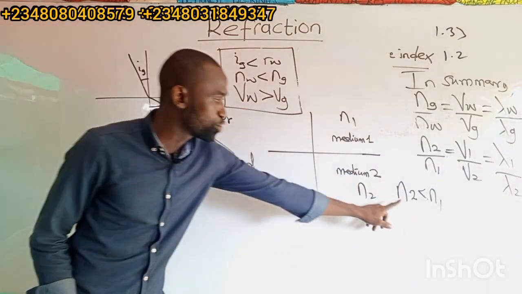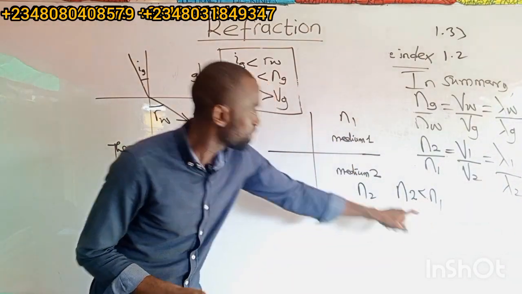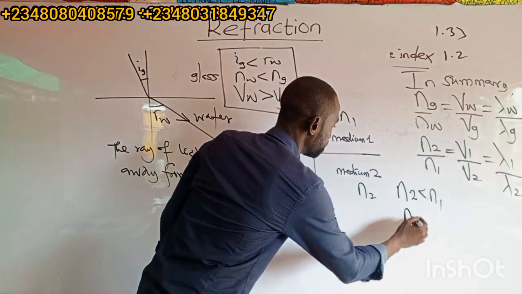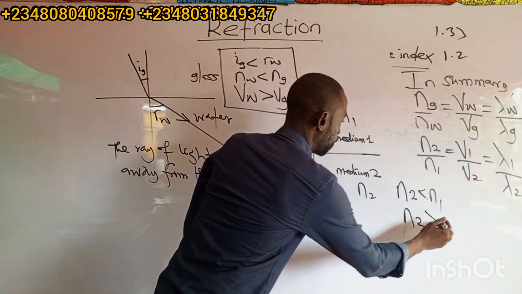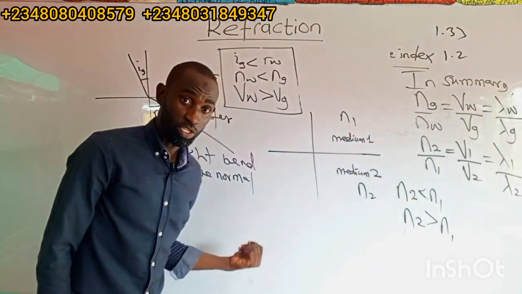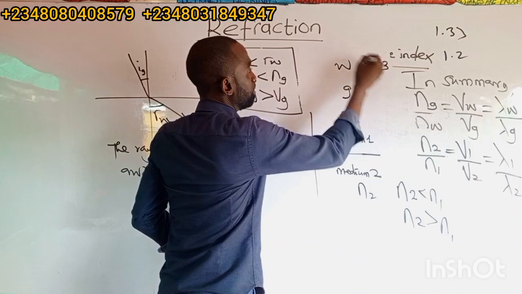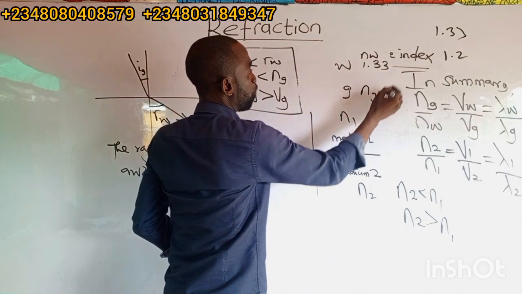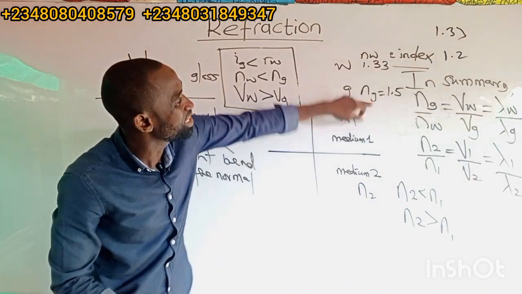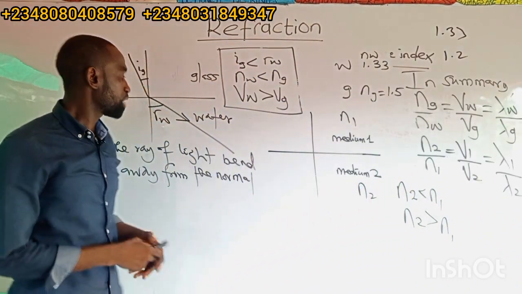Pay attention. If the refractive index of the second medium is less than that of the first medium, the ray will bend away from the normal. But if the refractive index of the second medium is greater than that of the first medium, this is case 1, the ray will bend towards the normal. For example, from water to glass, N of water is 1.33 and N of glass is 1.5. So if the value of the second medium, glass, is more than the refractive index of the first medium, the ray will bend towards the normal.